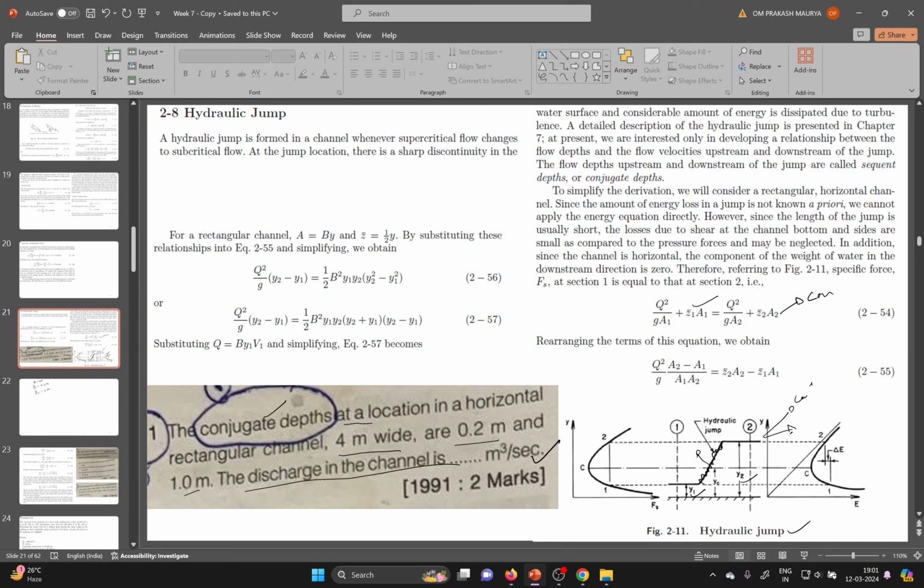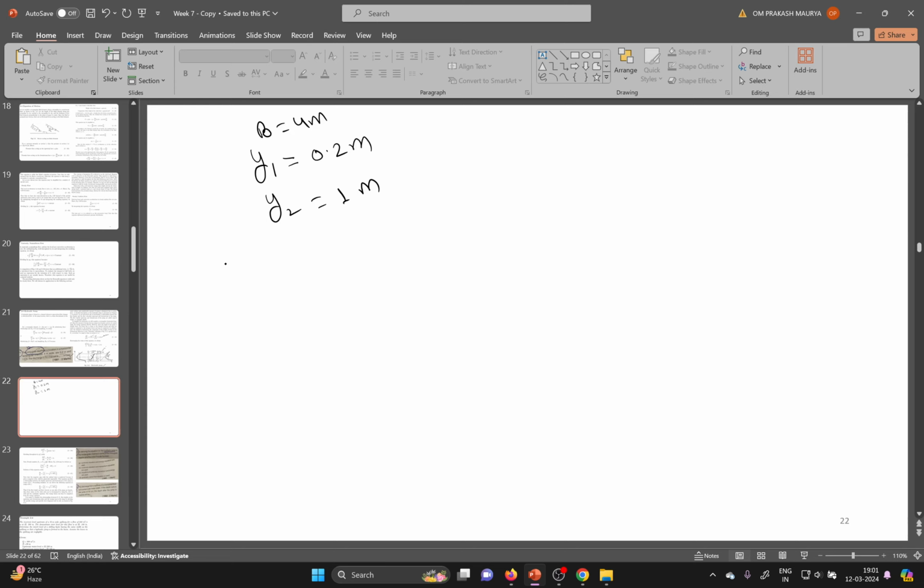So discharge is asked. Since it's the hydraulic jump case, you will use the specific force. So Q square divided by A1 g plus A1 Z1. Here Z1, if it is a rectangular channel, is equal to y1 by 2.